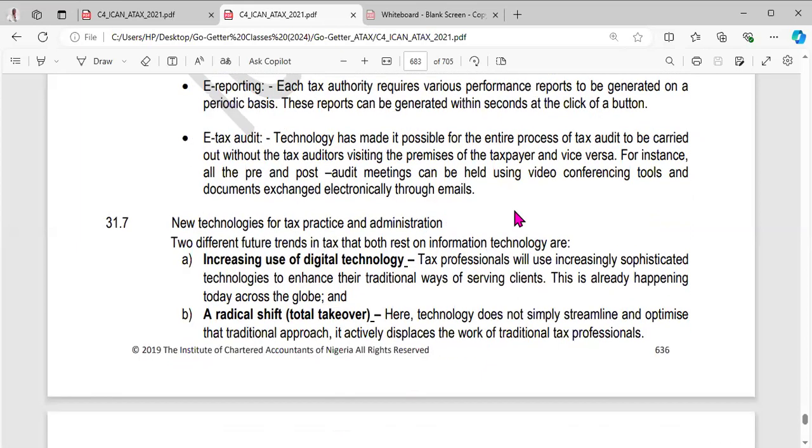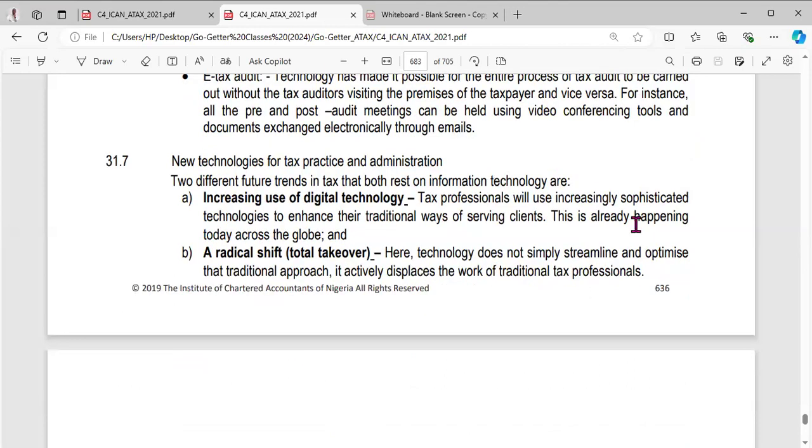New technologies for tax practice and administration. Now, there are two future trends in tax that rest on information technology. One, increasing use of digital technology. Tax professionals will increasingly use sophisticated technologies to enhance their traditional ways of serving clients. So you see here, they are using digital technology.